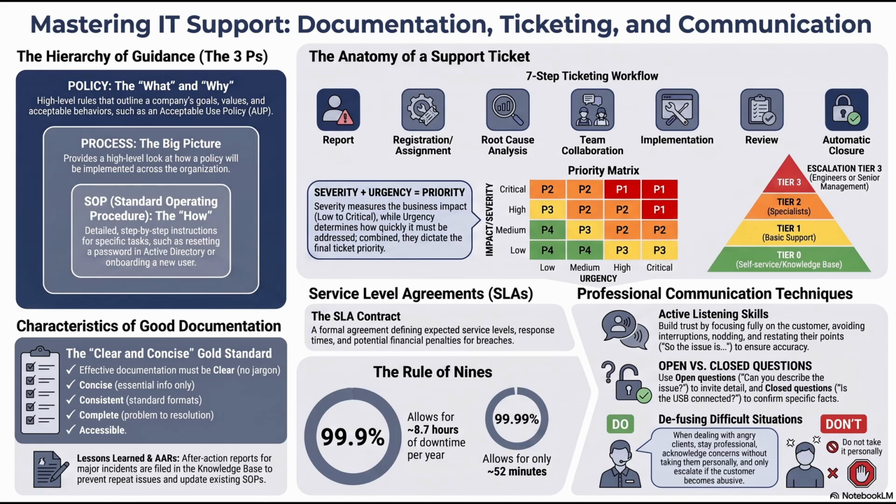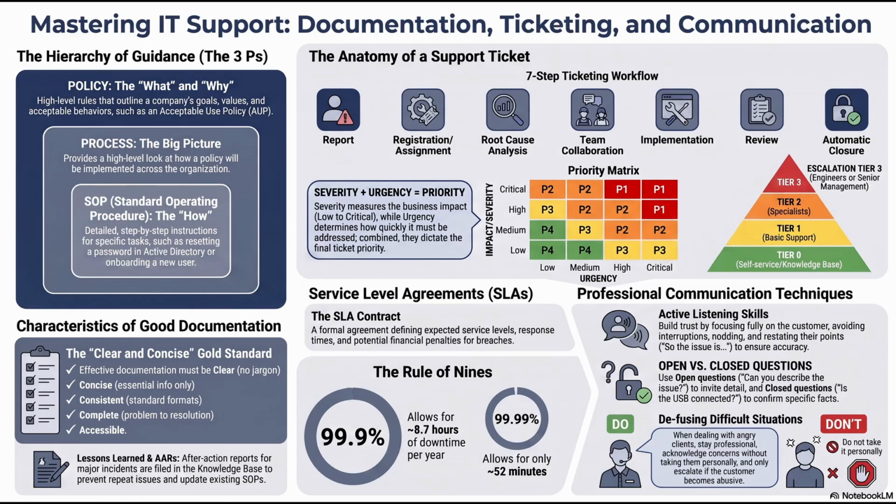So what does this all mean? We have taken a massive, incredibly detailed journey today. We started with the rigid structural blueprint of the 3Ps: policies, processes, procedures. A foundation. We moved into the central nervous system of ticketing, categorizing the chaos into requests, incidents, and problems, and using the priority formula to remove emotion from triage. Right. We climbed the ladder of escalation, understanding why a Tier 3 engineer shouldn't be resetting passwords.